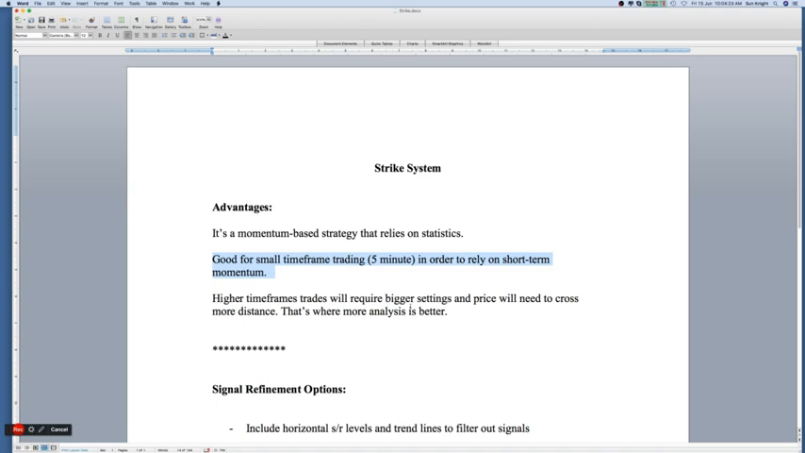You can use it on bigger time frames as well, but I would then personally add extra refinement elements to it, which I will talk about later on. But yeah, basically this is really the key of it. It's great for short-term trading, simply because we're just looking for a reactionary move in the market, rather than a clear technical reversal or anything like that.